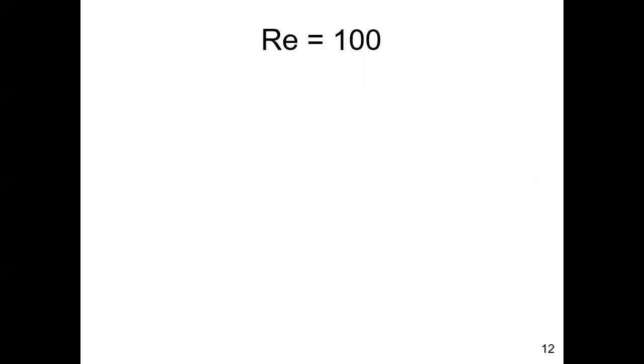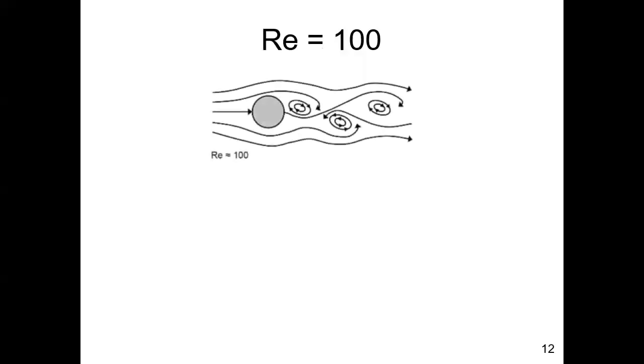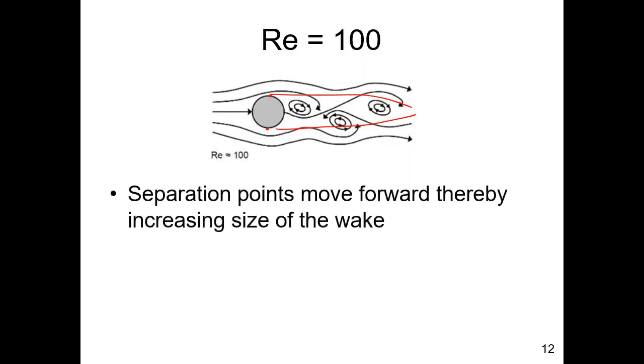All right. Now we're going to bump up the Reynolds number a little bit, and we're going to go up to a Reynolds number of 100. And the first thing you see is this dramatic occurrence happening downstream. We're going to talk about that. But what happens is the wake is in here, and the separation points have moved forward. By moving forward on the object, it increases the size of the wake, both in thickness and in length.